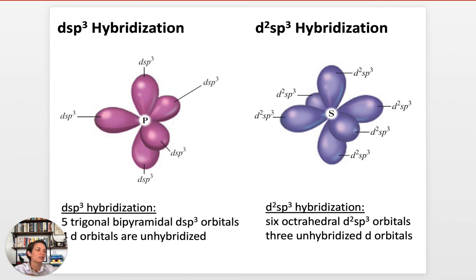D2-sp3 would be an example where you have 6 things around your central atom, right? So you need your 1 s, your 3 p's, and 2 d orbitals. That would be an example where you have octahedral electron geometry.